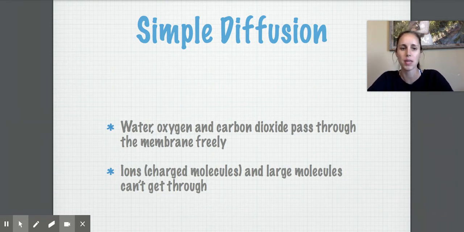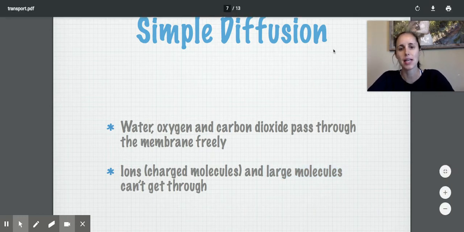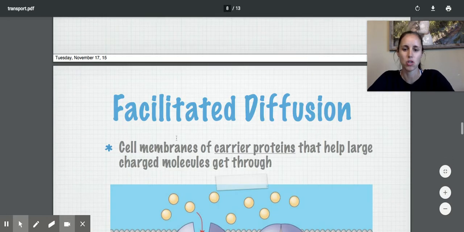So when water is being absorbed in your large intestine, it passes right through using simple diffusion. When oxygen and carbon dioxide are being exchanged at the lungs, at the alveoli, that's also using simple diffusion. Things that can't get through include ions and other large molecules. So that doesn't mean that other large molecules and ions can't pass into the cell. It just means that they can't pass into the cell using simple diffusion.